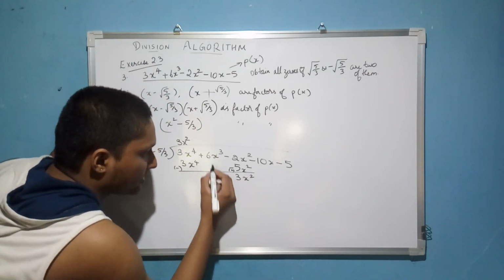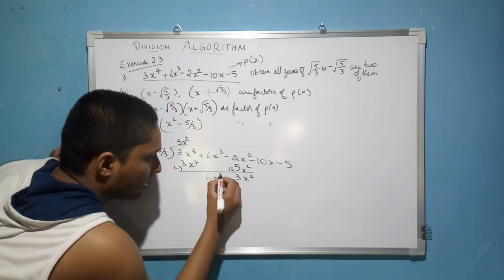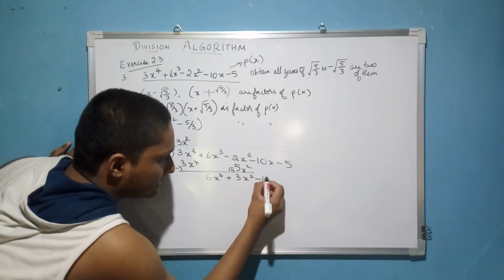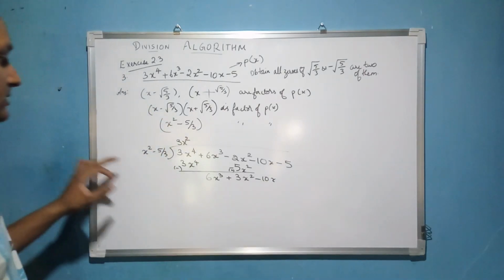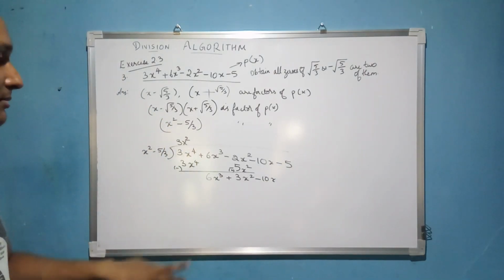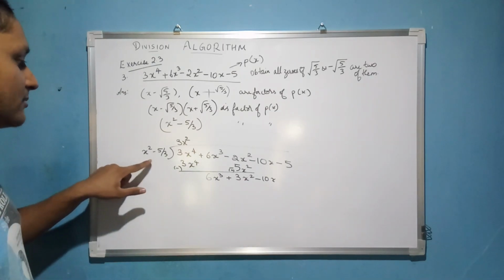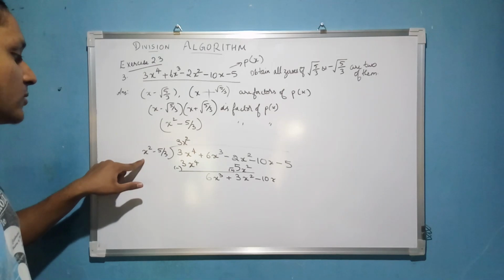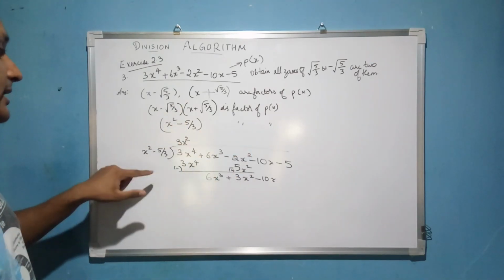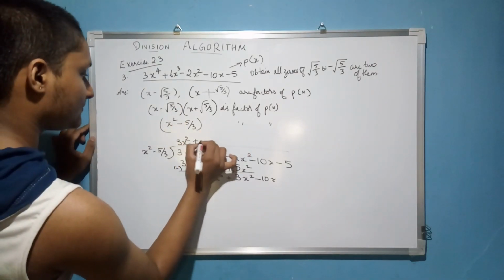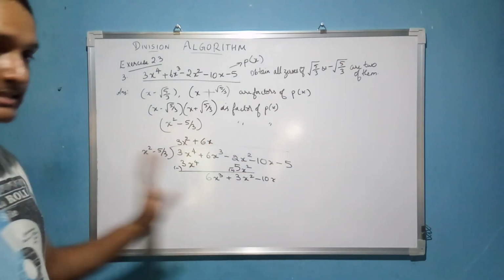Now you have 6x cube, I'm bringing it down, and you have 1 minus 10x. So that I get these two terms, because it is x square and a constant term, so it will be going to these two terms now. So the next term comes to be 6x cube divided by x square. 6x cube divided by x square comes to be 6x. 6x is the next term.